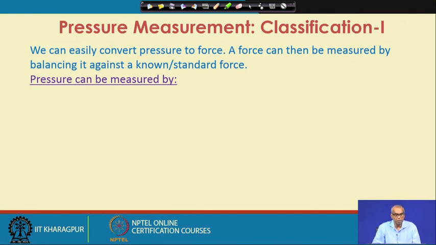Now, how do you measure pressure? Pressure can be very easily converted to force, because if I allow pressure to act on a surface of known area, a force will be developed. This force can be measured or compared against a known force or standard calibrated force. That way, by measuring a force I can measure pressure.